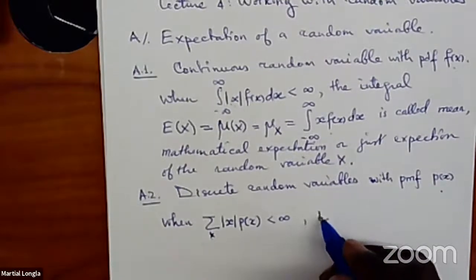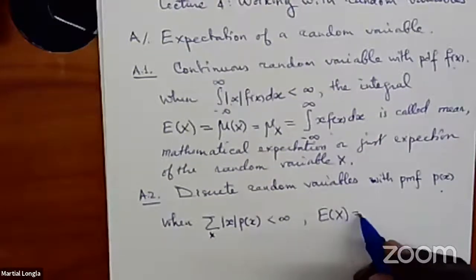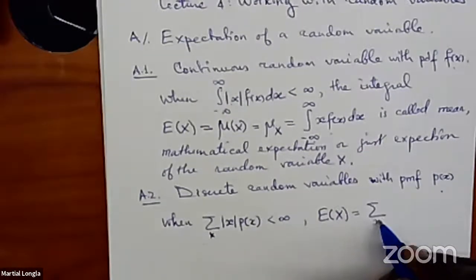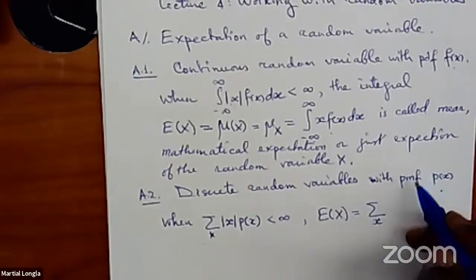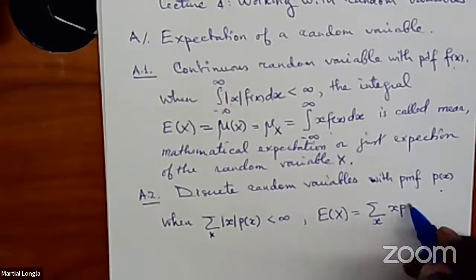The expected value in this case is taken as the sum over all possible values of x times p(x).